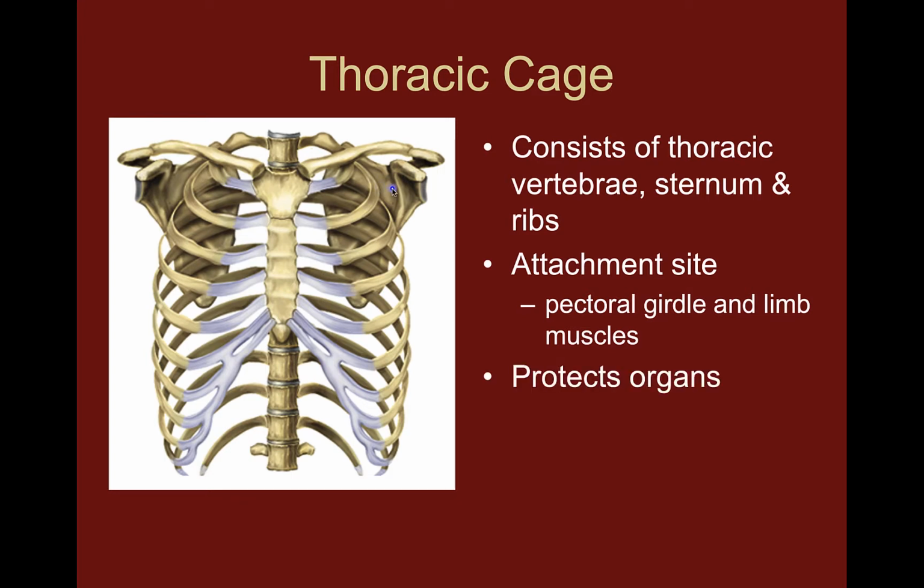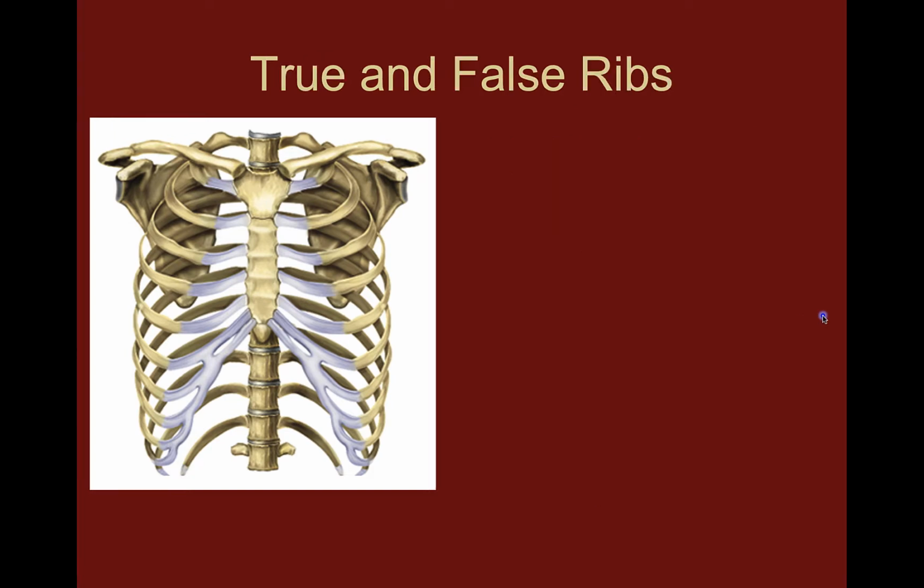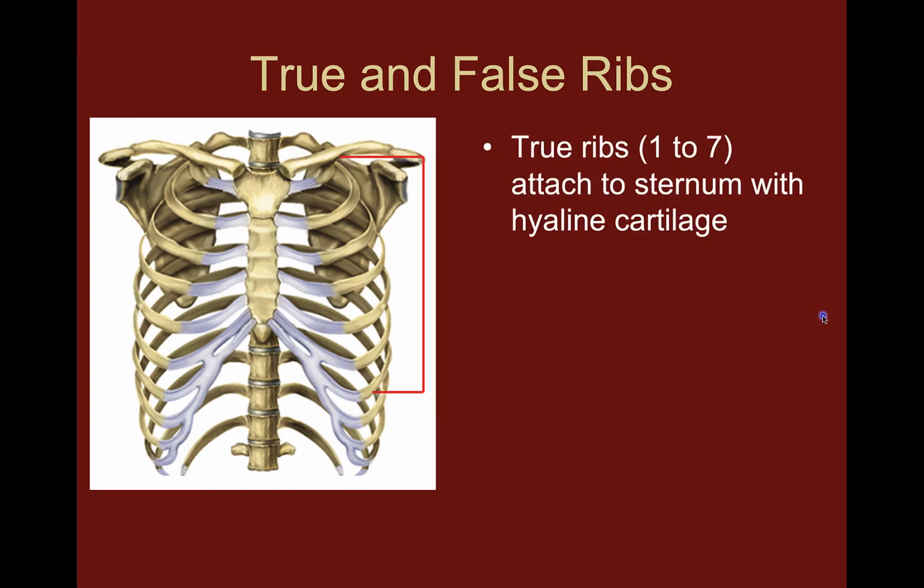I mentioned they're going to protect our organs, and what we'll see as you get into our muscle chapters is that this thoracic cage can be expanded by respiratory muscles. So we'll have muscles that can connect between each of these ribs, and we'll also have our diaphragm down here inferiorly. And this is going to help expand those ribs and increase the amount of air that we can bring into our lungs. We have true ribs and we have false ribs.